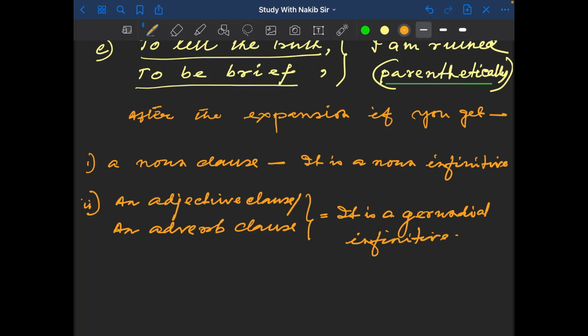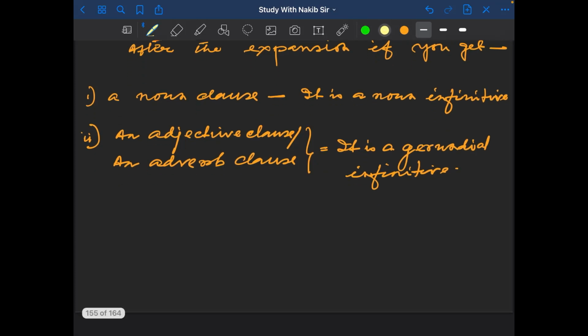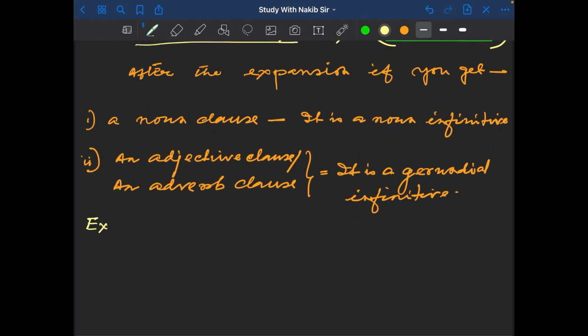So to distinguish a noun infinitive and a gerundial infinitive, to identify them, you have to expand the infinitives into clauses. And after the expansion, if you get a noun clause, the infinitive is the noun infinitive. And after the expansion, if you get an adjective clause or an adverb clause, it is a gerundial infinitive. Now see the examples. He was taught.